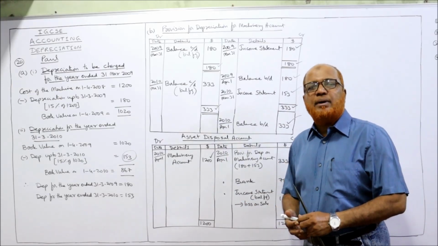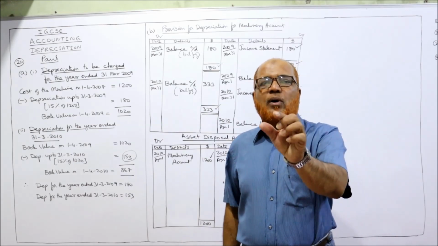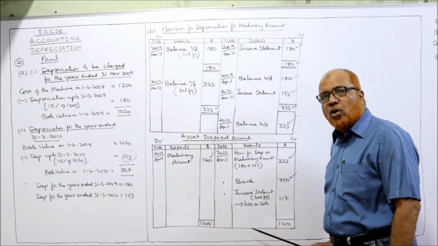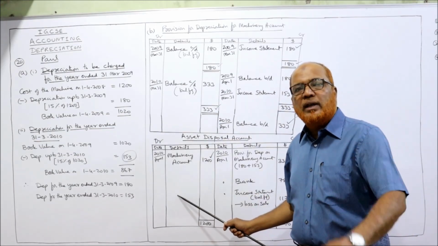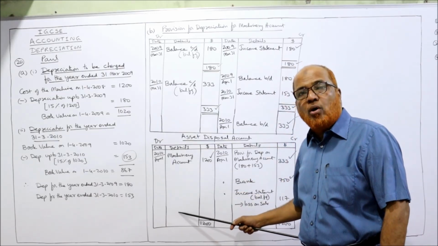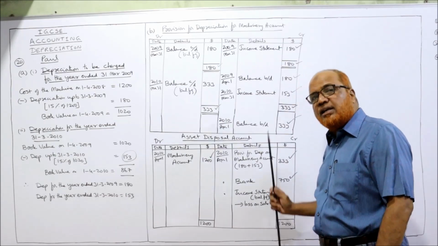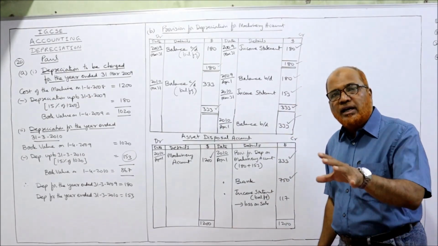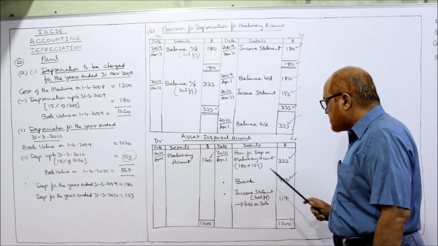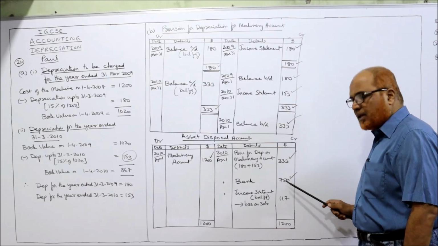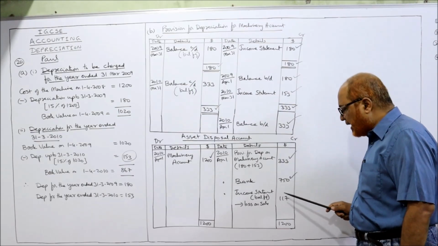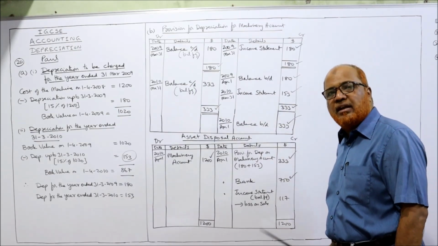Now balancing figure will be either the profit or loss. That profit or loss should be transferred to income statement. Now if credit side is more and debit side is less, you will get balancing figure on debit side. It's a profit. If debit side is more, you will get the balancing figure on the credit side. That is a loss. So in our problem, debit side is more. Debit side is 1200. Credit side is 333 and 750. So from 1200 minus 333 minus 750, the balancing figure you will get 117.